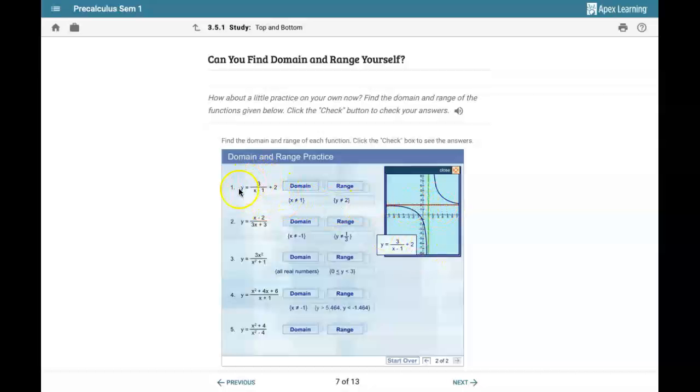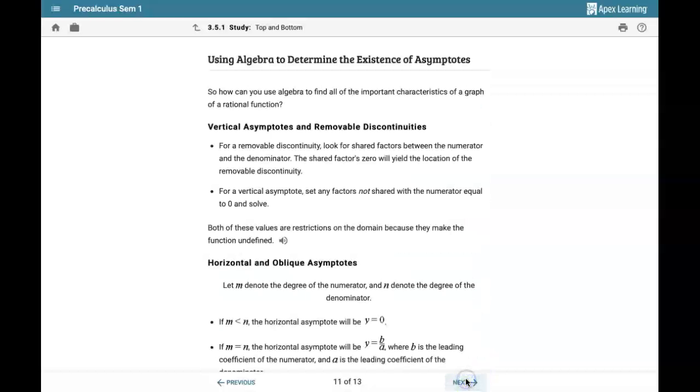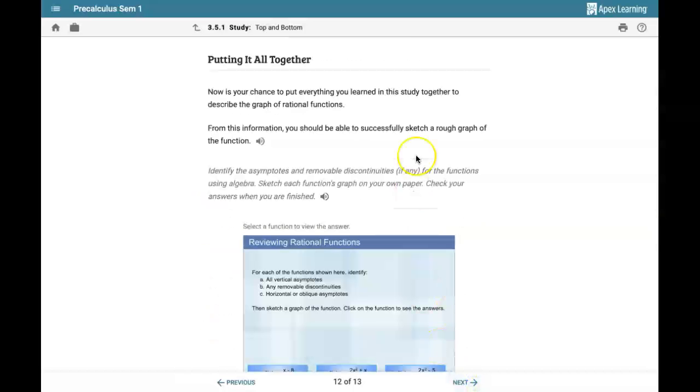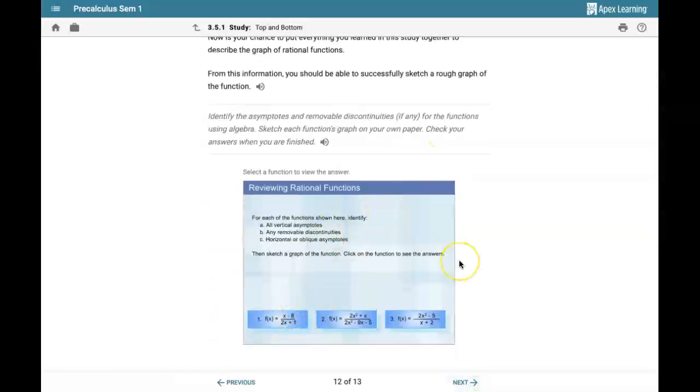If we had something like this and it was minus 5, our horizontal asymptote would then be at minus 5. Those are just a couple of examples, really going through what it's telling you with the horizontal and oblique asymptotes. So putting it all together here again, this is where we can go through it a little bit more. Finding all the vertical asymptotes.